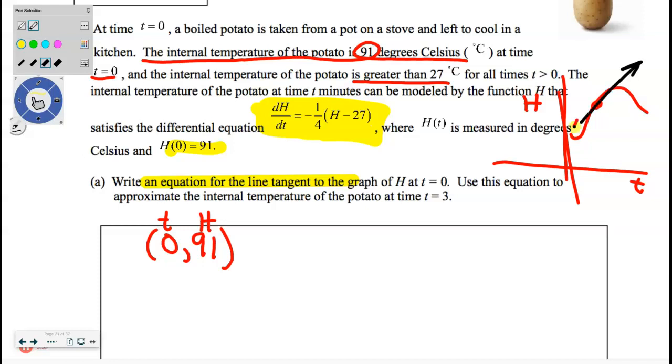What else have I told you you always need to get an equation for a tangent line? The slope at that point, correct? Now, how do I find the slope at that point? Plug it in. Yeah, you need to understand that that's what a derivative is. It's the slope of the tangent line.